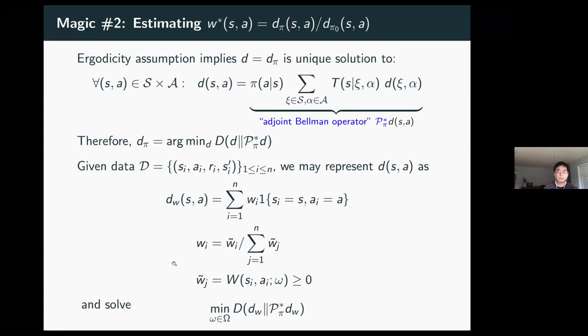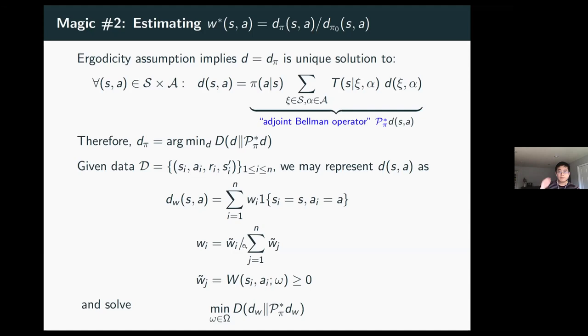One way to make sure that happens is to have a parametric model, say a neural network, whose parameters are omega, and the model is always non-negative. Then this gives you a wj tilde. Oh, sorry, there's a typo here. This should be sj and aj. That gives you wj tilde, which is not normalized. And because we want the wi's to be normalized, we have a normalization factor here.